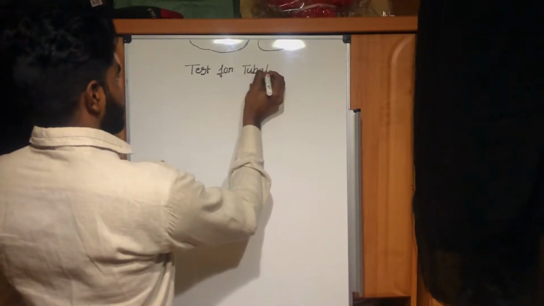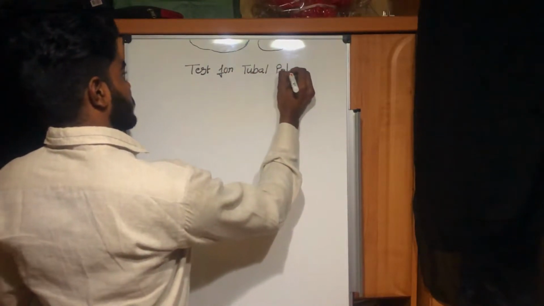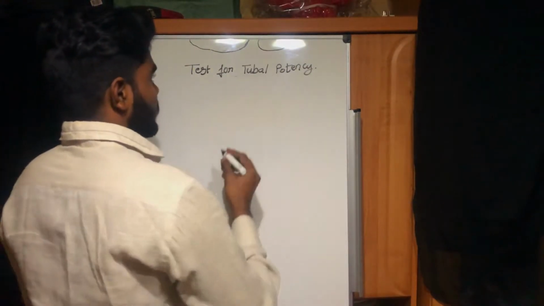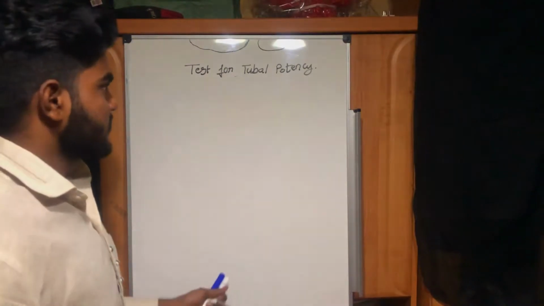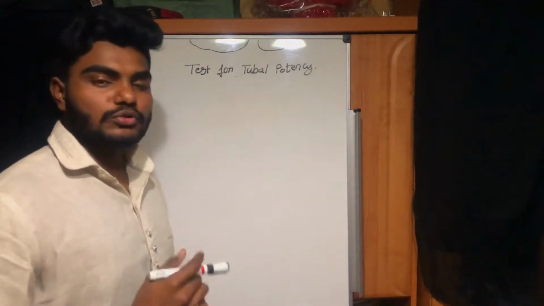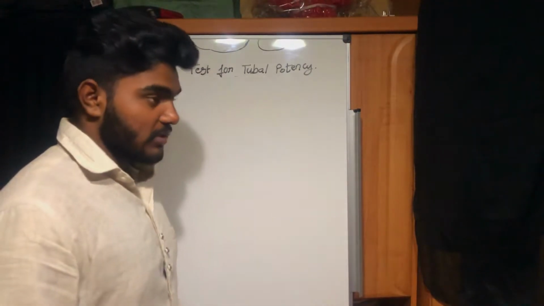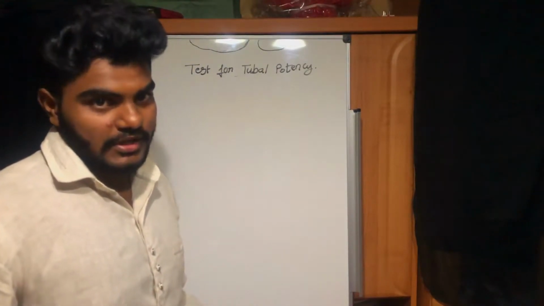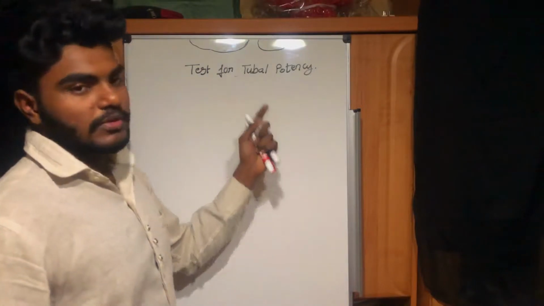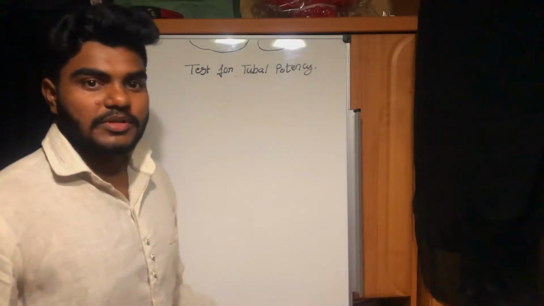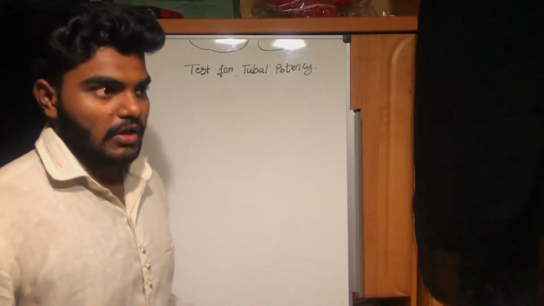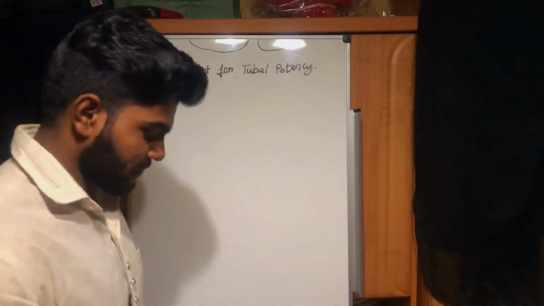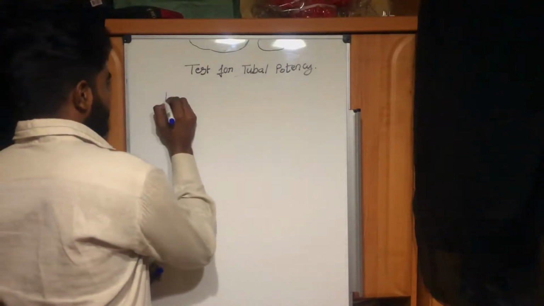Now we are going to discuss the topic that is test for tubal patency. That is the tube which is used to carry the sperm. If a problem can occur in the tube, that is the fallopian tubes, which methods are we going to use? These methods will help to find out the diagnosis. First thing is the Rubin test.